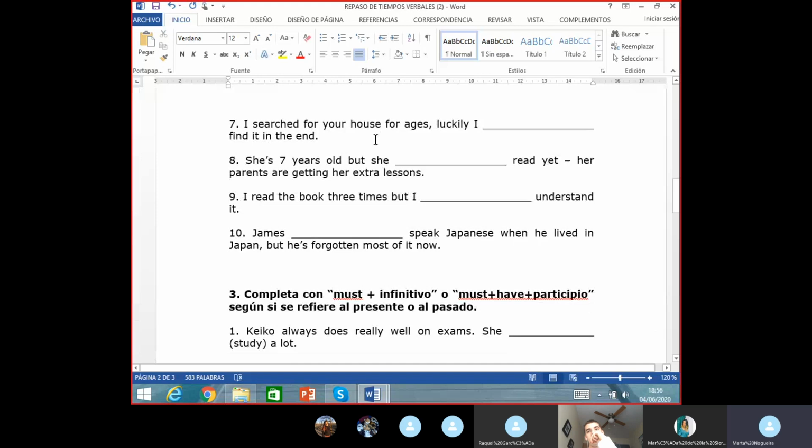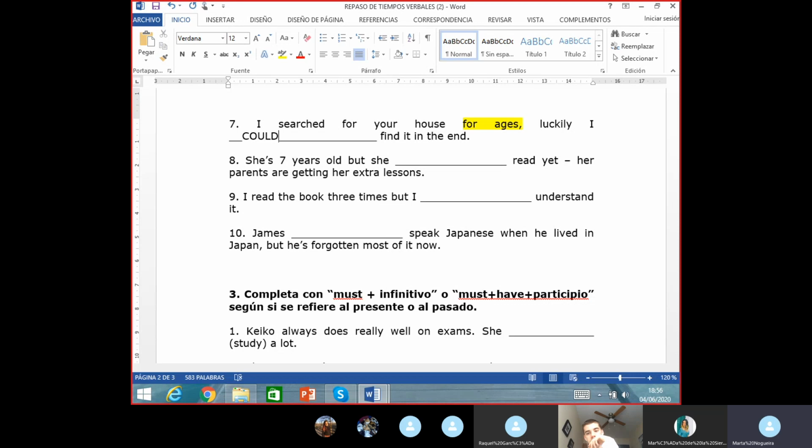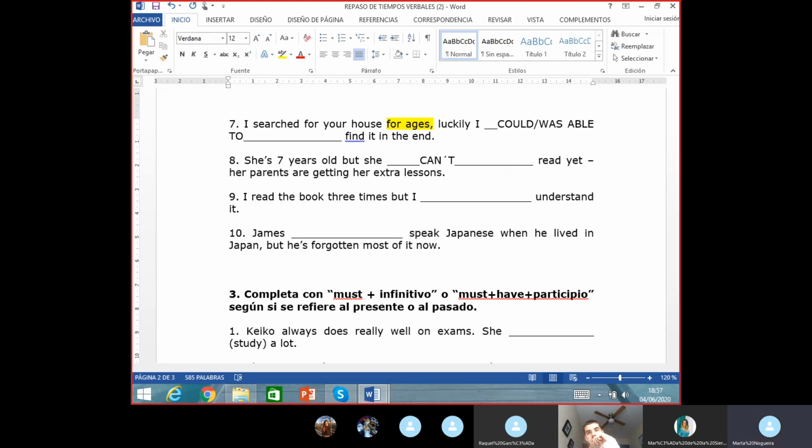7, I searched for your house for ages. For ages is an expression meaning for a very long time. Luckily, I was able to find it. You can say, or I could, or I was able to find it in the end. Okay. 8, she's 7 years old, but she can't read yet. Her parents are getting her extra lessons. Lesson is clase, ¿ok? Lo que estamos haciendo ahora nosotros es a lesson, an English lesson.